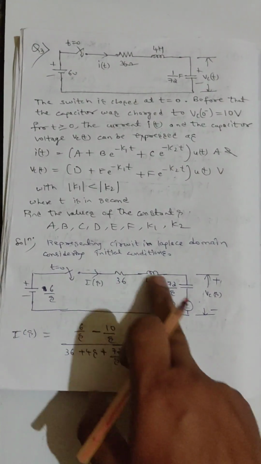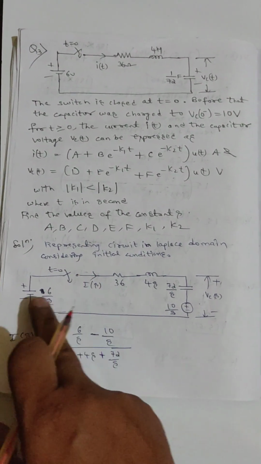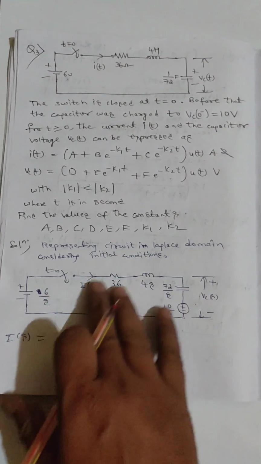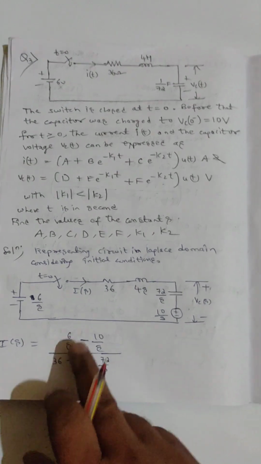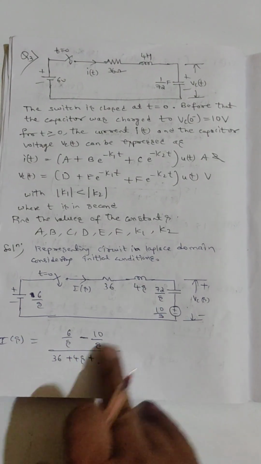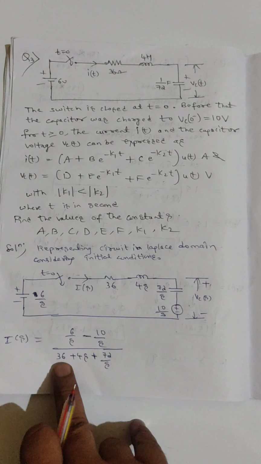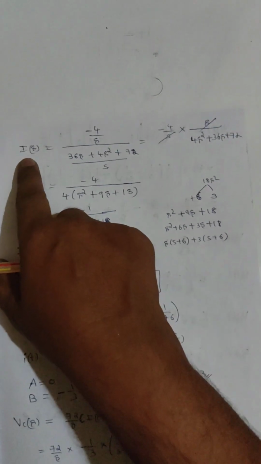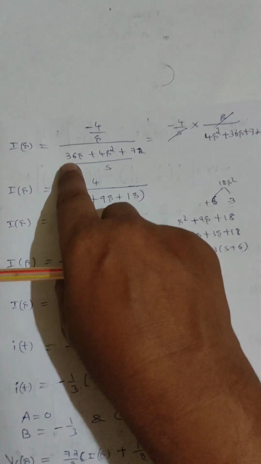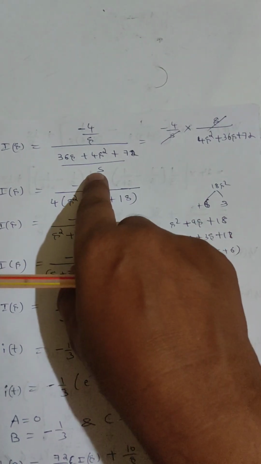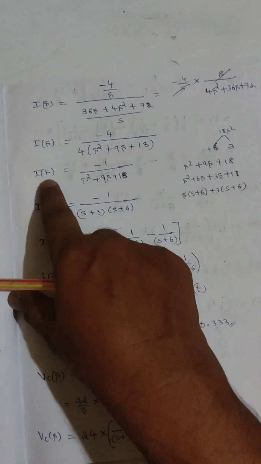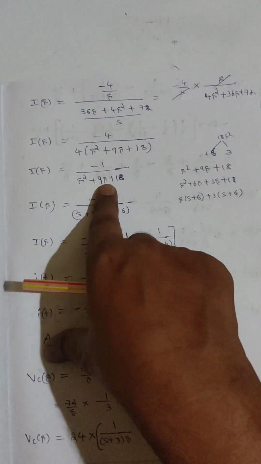Now apply KVL to this loop. Since we have only one loop, the entire voltage divided by the reactance and resistance in that loop gives the current. So I of s is 6 by s minus 10 by s, whole divided by 36 plus 4s plus 72 by s. In the numerator, simplification gives minus 4 by s, and in the denominator 36s plus 4s squared plus 72 by s, cross multiplying. Finally the 4 gets cancelled and we get minus 1 by s squared plus 9s plus 18.